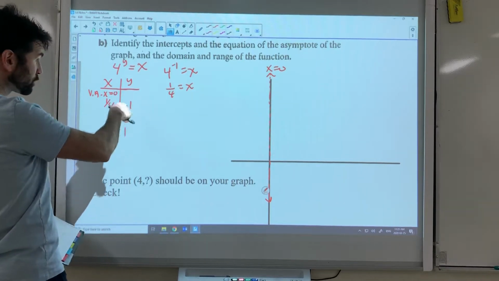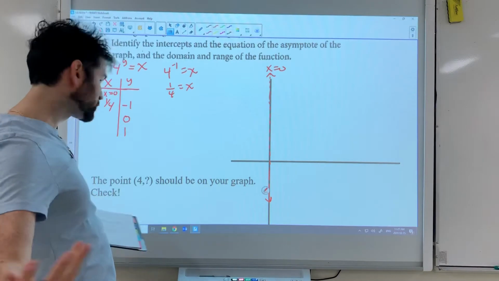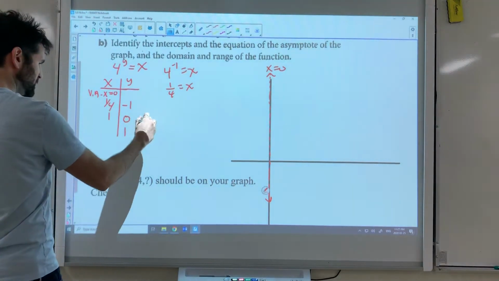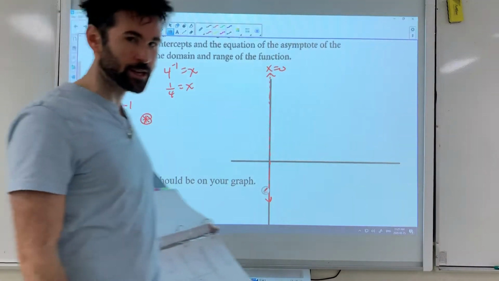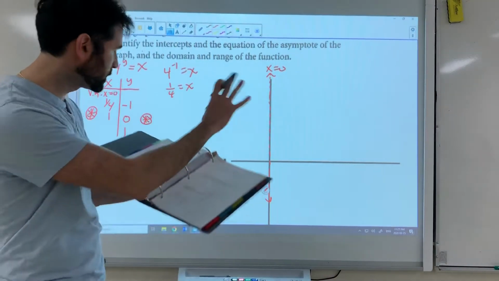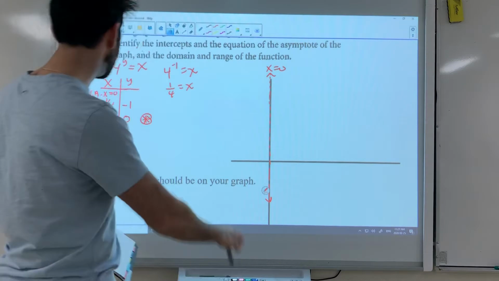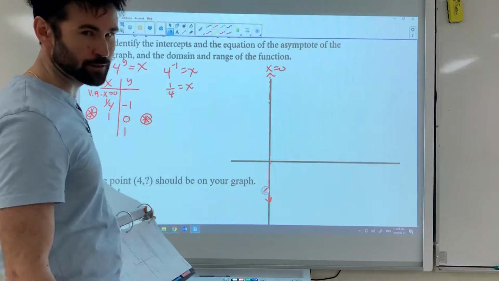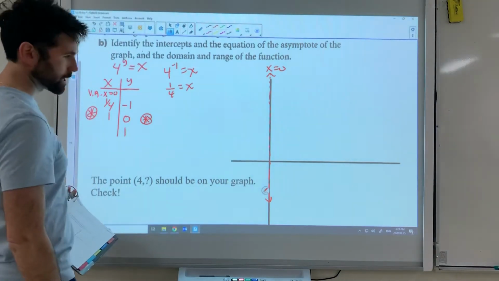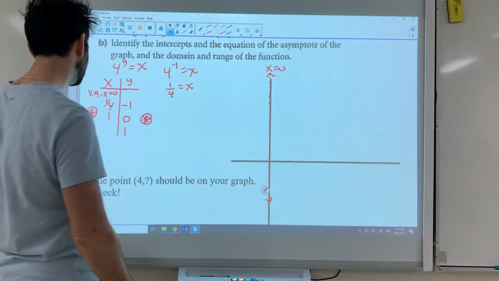You plug in 0 for y. 4 to the 0 is 1 every time. This is a point that you should memorize. The point 1, 0 is on every log graph, unless it's been shifted around and transformed, but that point will be on every basic log graph. Just like how on the power graphs, you always have the points 0, 1 and 1, 1, okay?